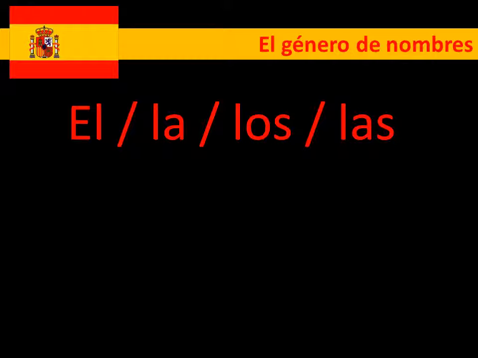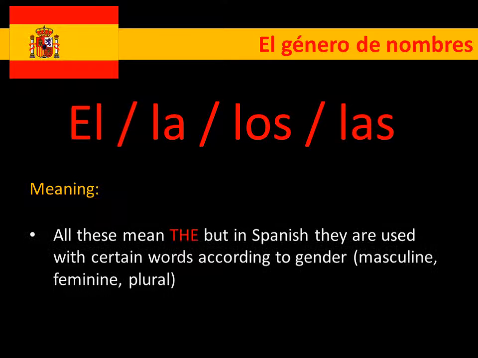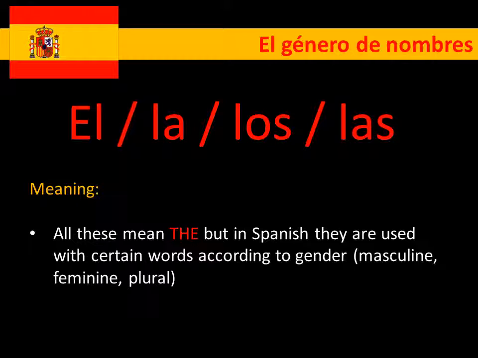Okay, so gender pretty much is talking about masculine and feminine, and obviously it's something that in English we don't have, but in Spanish they do. So we're going to look to start with the el, la, los and las. So what do these things mean then? All these things mean the, but in Spanish they're used with different words according to their gender.